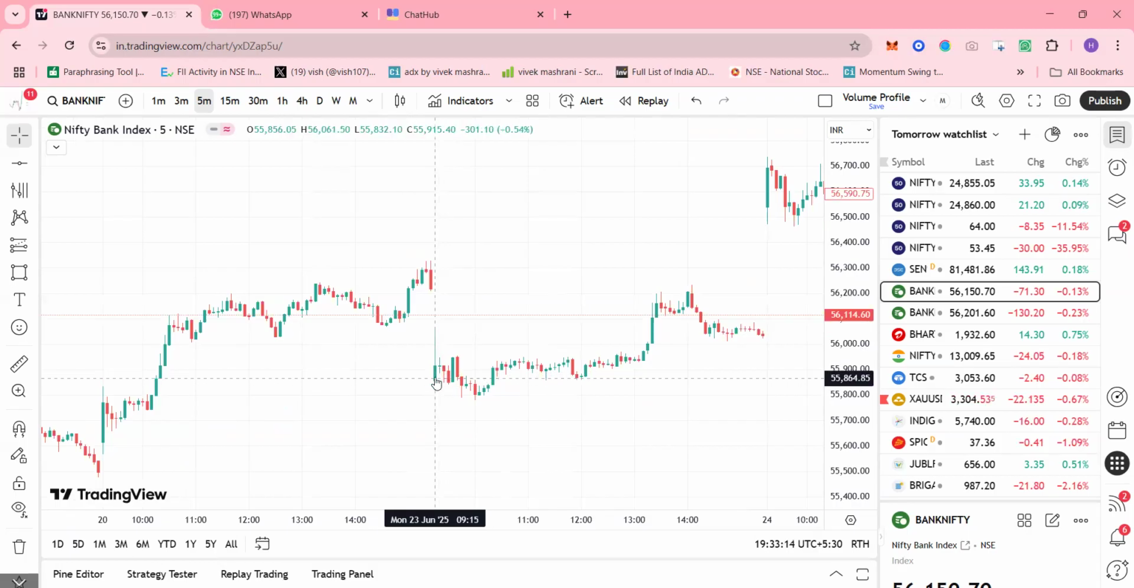If you see here, on the first minute candle, as far as I know, there would be no trade. But anyway, we'll take this. What is the closing price? I don't think I'll take this because I know for sure. Anyway, the closing price is 55,915.